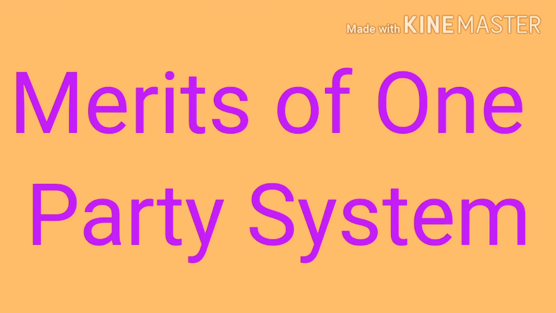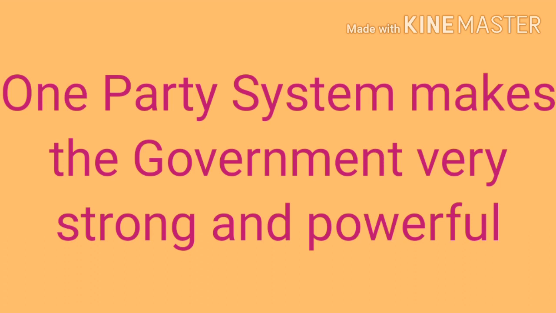Next we are going to study the merits or advantages of a one party system or monoparty system. The first main advantage of a one party system is that it makes the government very strong and powerful. For example, the communist government in China.